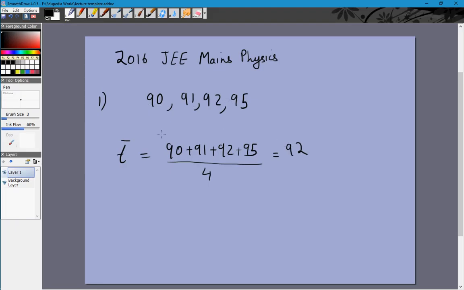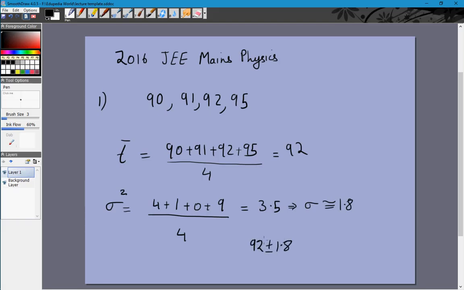But there's also a spread, and so we need to derive the standard deviation. That is the average of t bar minus t whole squared, divided by 4, the root of. So let's just write sigma square first. That will be 90 minus 92 whole squared, which gives me 4, 91 minus 92 whole squared, which gives me 1, plus 0, plus 95 minus 92 whole squared, which gives me 9. So this turns out to be 3.5, which gives me sigma is approximately 1.8. So we should write the answer as 92 plus minus 1.8, which is one of the options.